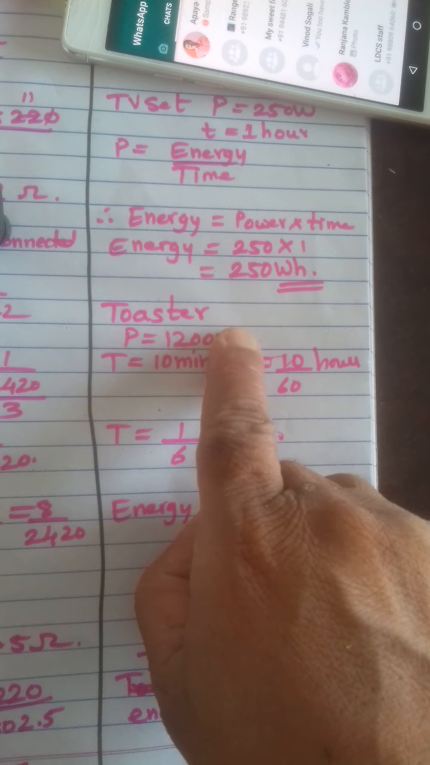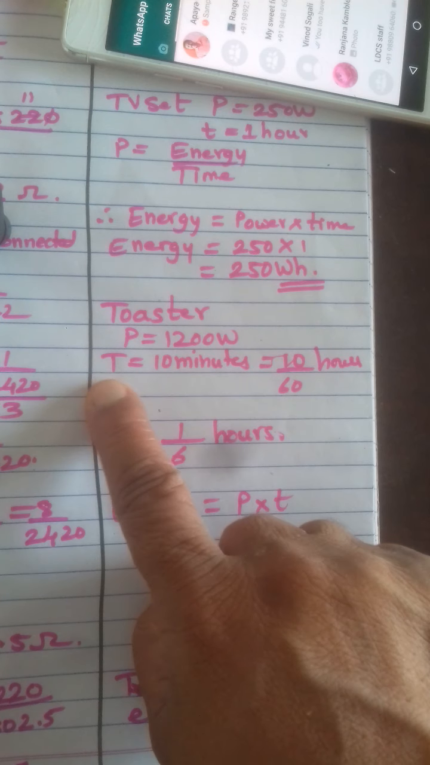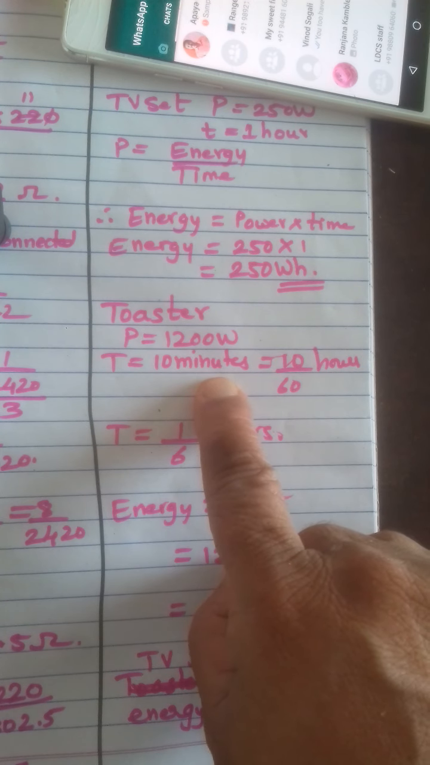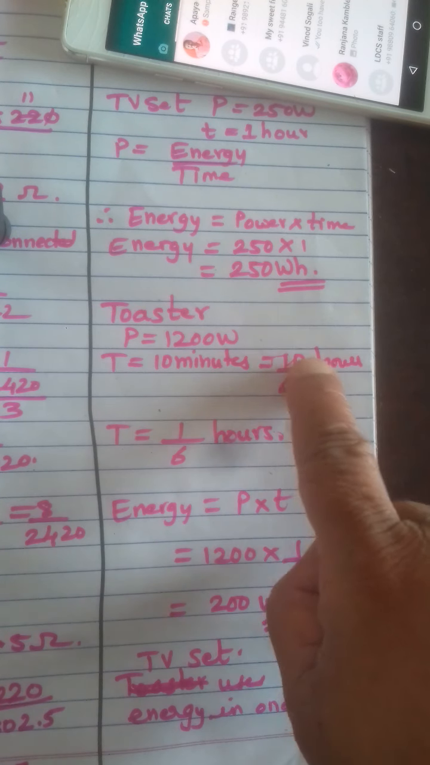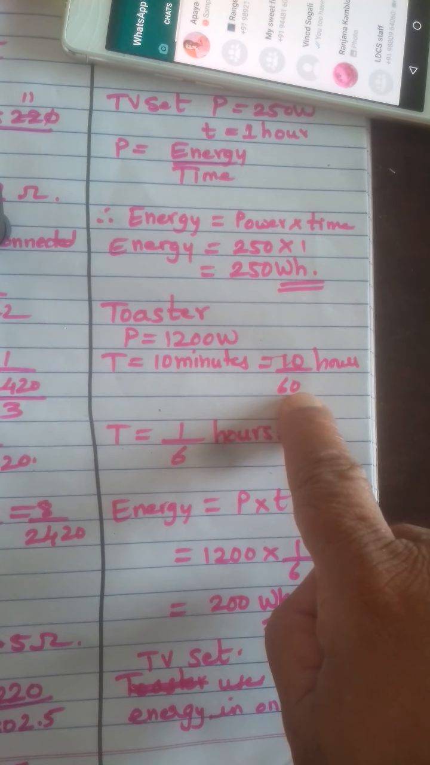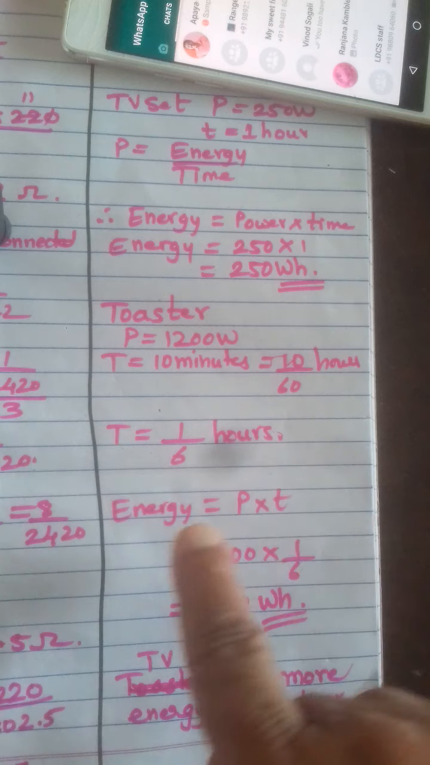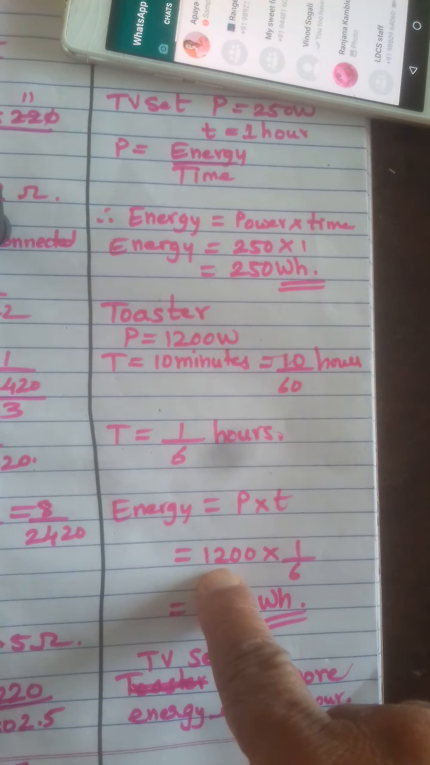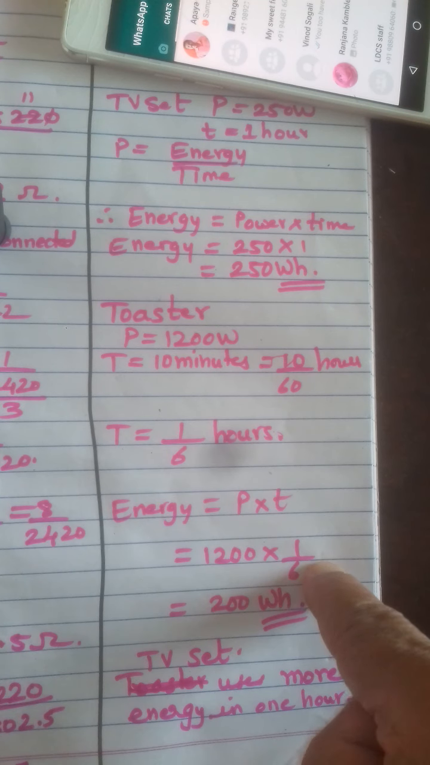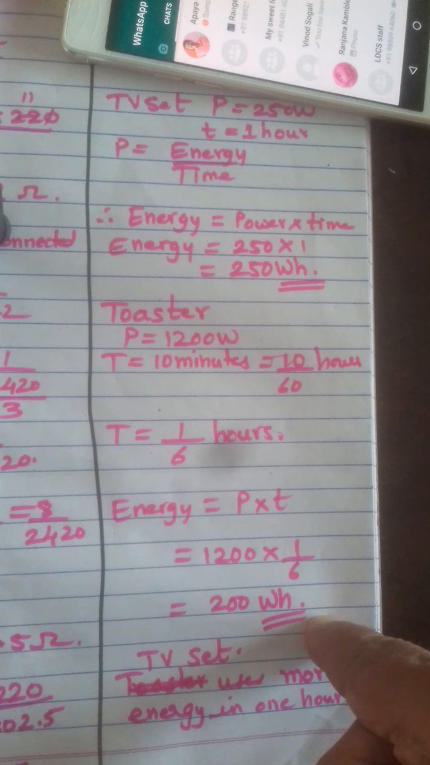Now we'll see for the toaster. Power of the toaster is 1200 watts and the time for which it is used is 10 minutes. This minutes we need to convert into hours. So 10 minutes upon 60 hours, because every hour is of 60 minutes. If you cancel this, you get time is equal to 1 by 6 hours. You know, energy is equal to power into time. So power is 1200, time is 1 by 6 hours. If you cancel this, you get 200 watt hours.